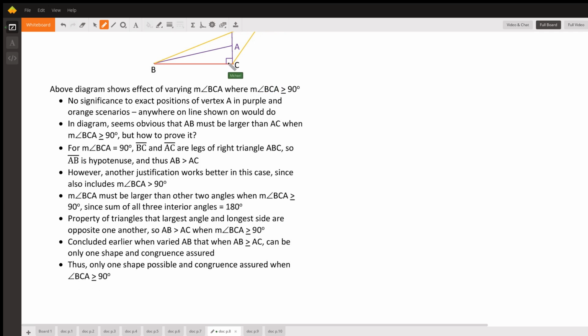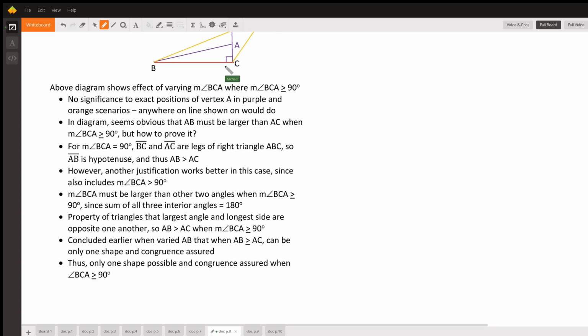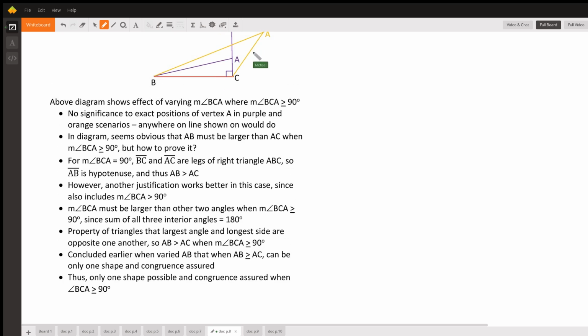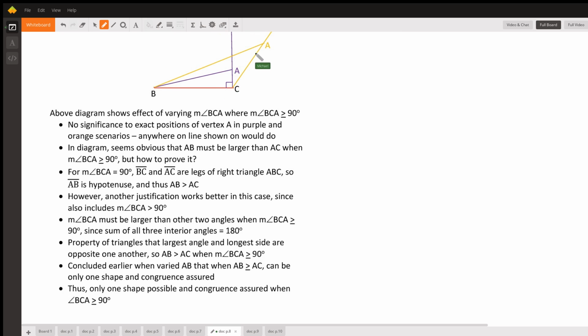And that is that this angle here, this given angle, when it's 90 or more, it has to be larger than both of the other two. Even if one is 1 degree, the other one would be 89 degrees. If this is 90, it's just guaranteed that the largest angle is opposite the longest side, always. It's a property of triangles.